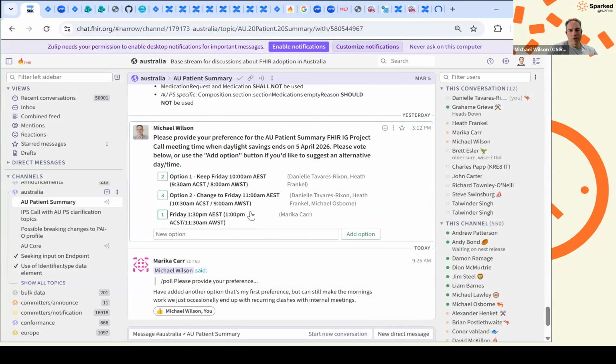So I've created a Zulip poll to say, do we keep the existing 10 a.m. Australian Eastern Standard Time, or do we move it to 11 a.m. Eastern Standard Time, which would have been the equivalent of Eastern Daylight Saving Time? And then there's also the option to suggest something else. And I can see Marika has actually made a suggestion of a different time on Friday. So we're going to run this poll to see when we hold these meetings after daylight savings.